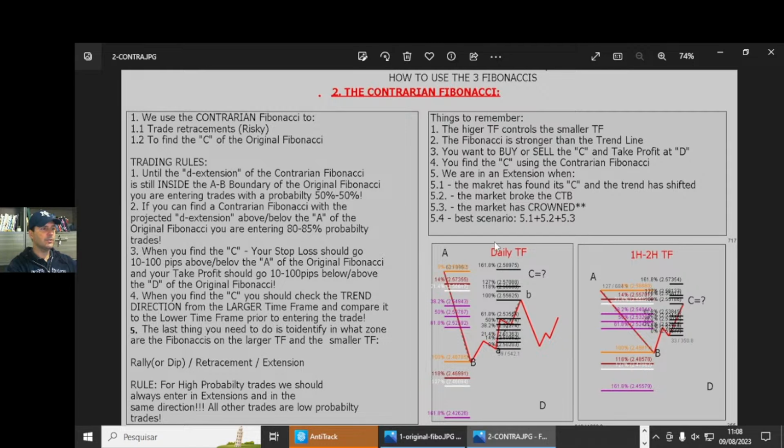Okay, everybody? So here on the picture you have the daily time frame, and you have the ABC. As you can see, everybody, the 161.8 extension is still inside the AB boundary. Maybe not the best picture, but on the 1 hour, 2 hour chart, the last black parameter is above the capital A.